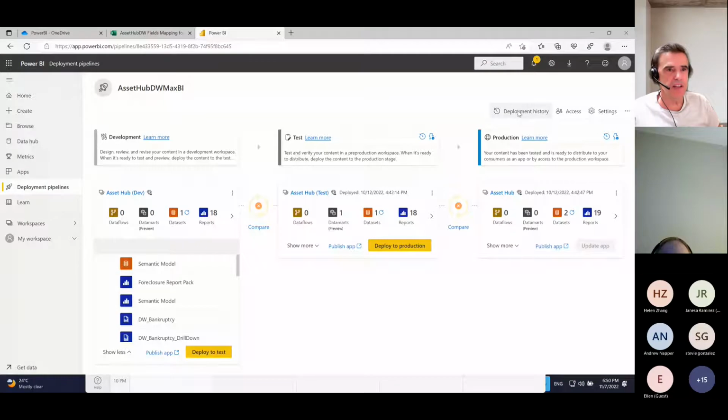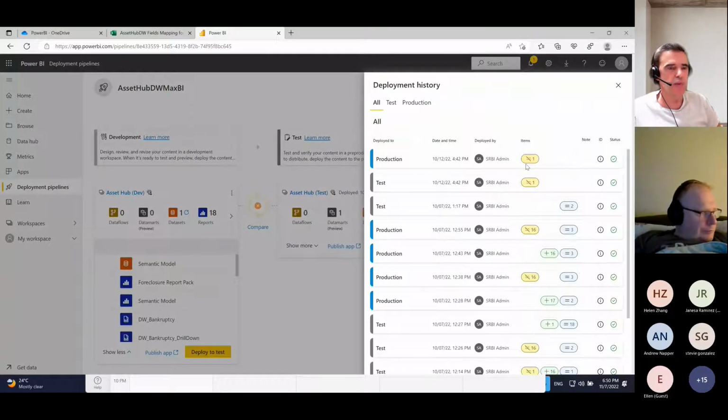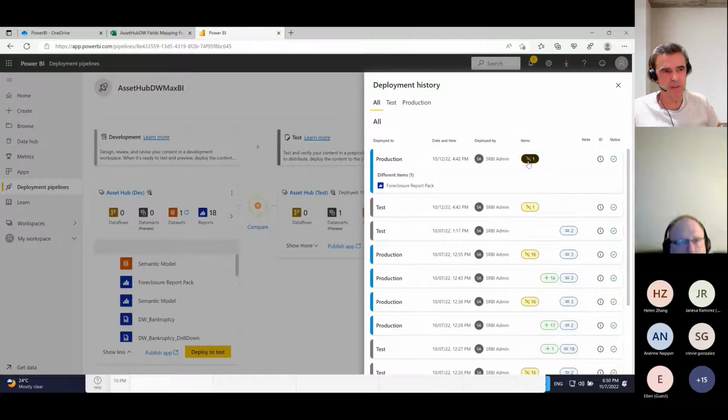All right, so the new feature here is that now we have a deployment history. So now we can go back in time and see what was actually published and deployed, and by whom, because a pipeline can have multiple administrators. You can see who ran it the last time and how many items were different and synchronized. For example, in this case, one report was synchronized. The previous time it ran, no items were changed. But at least we now have the option to understand what happened when the pipeline ran.